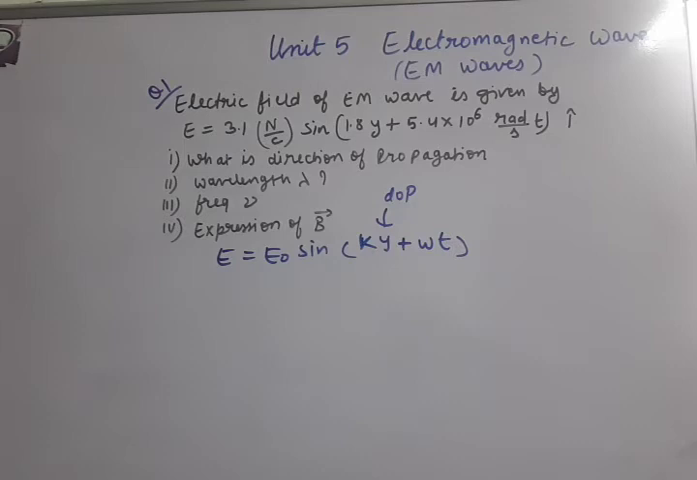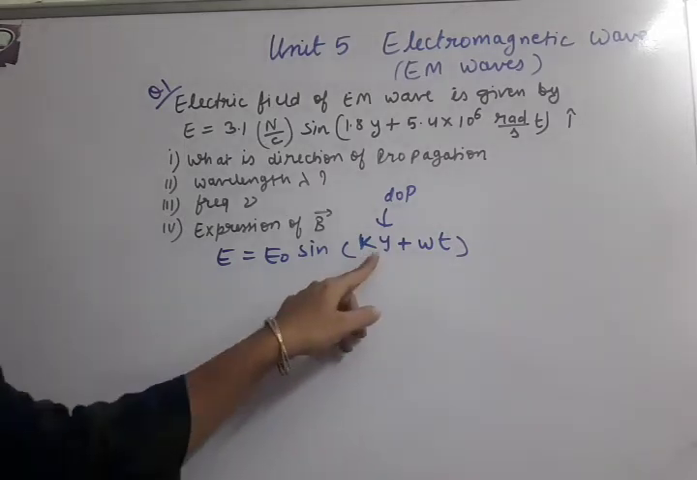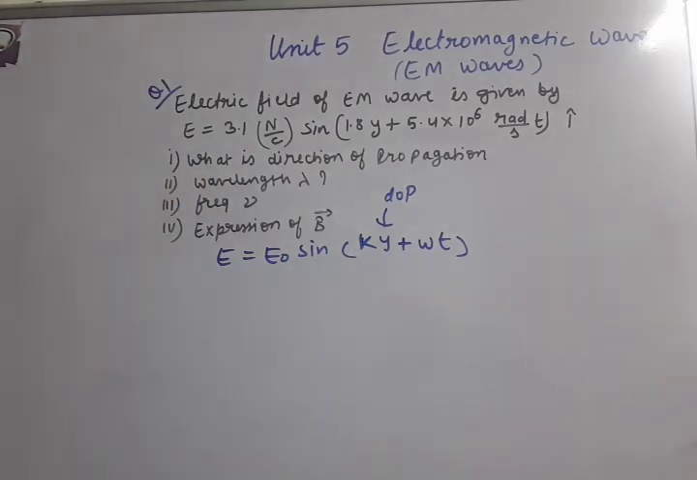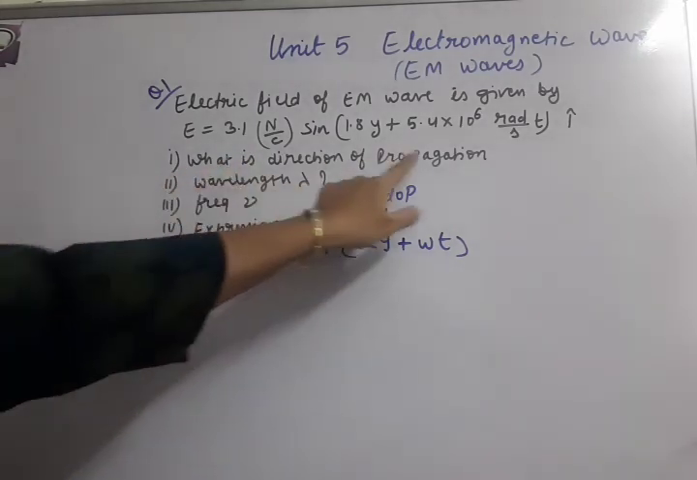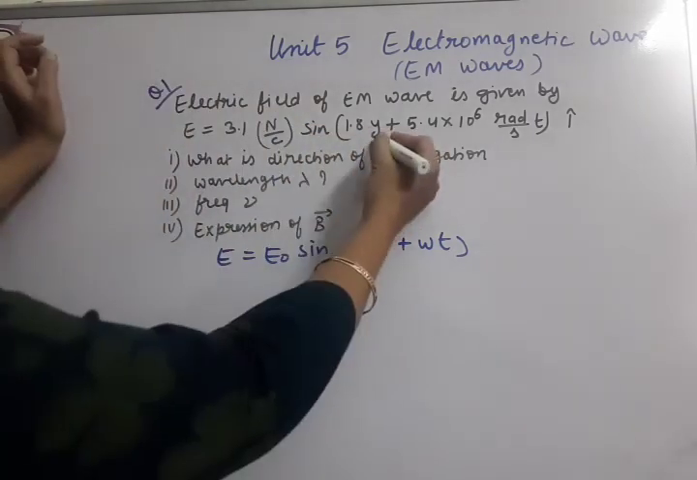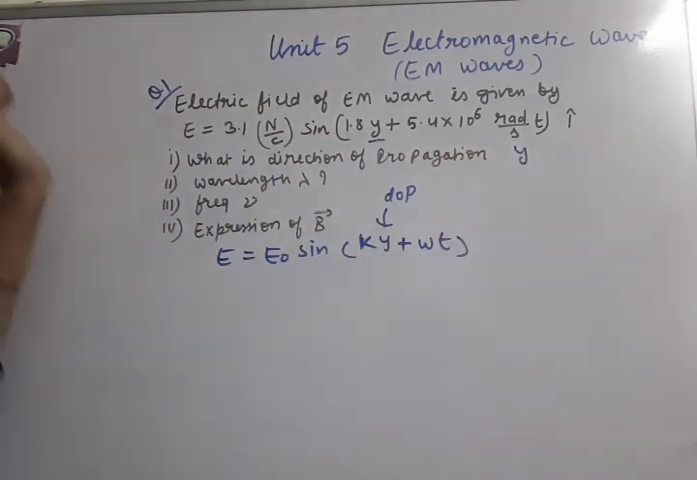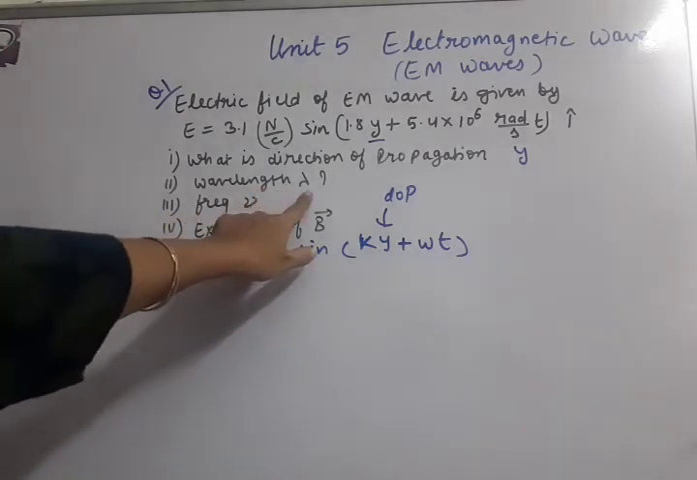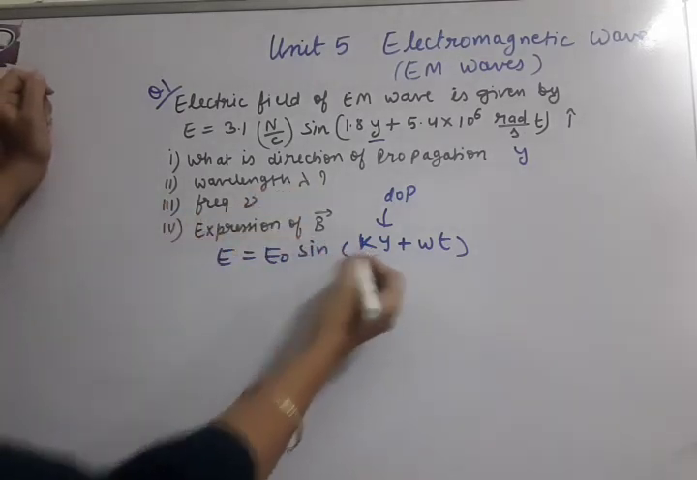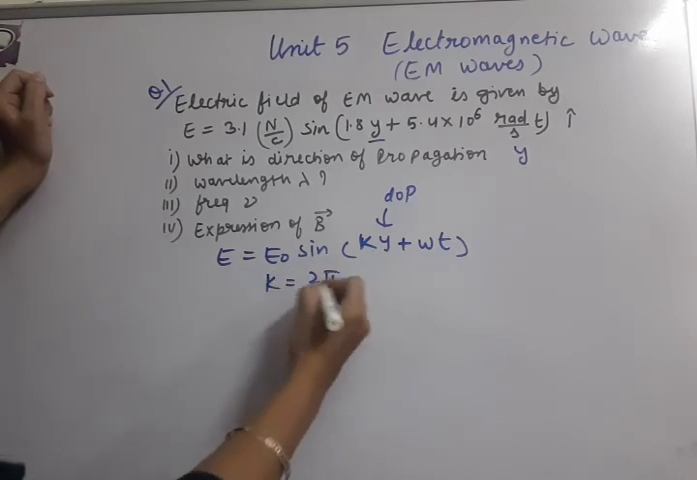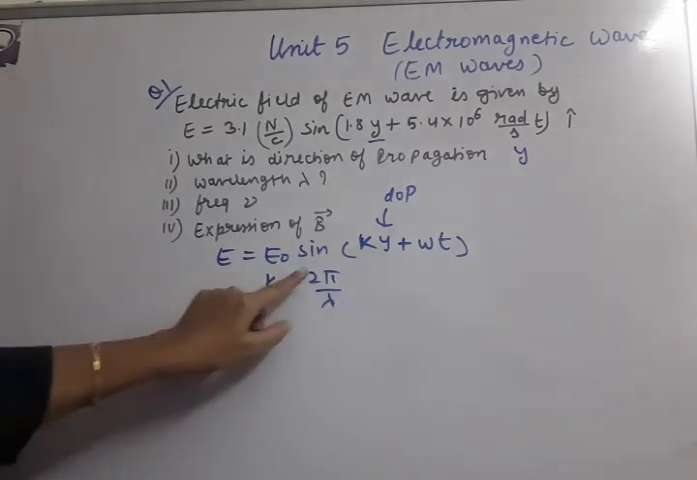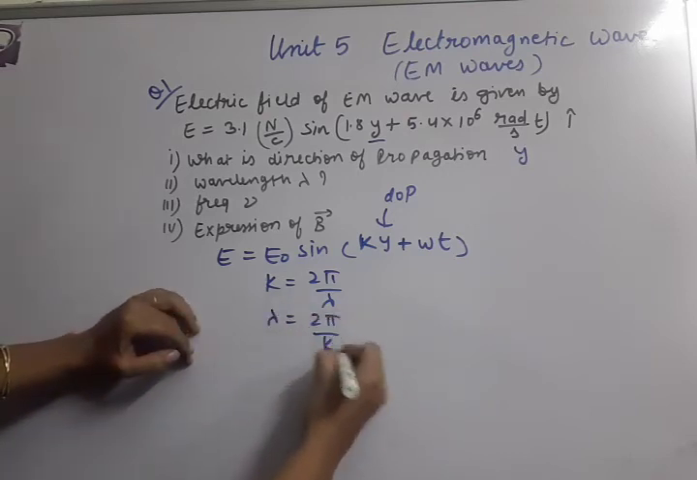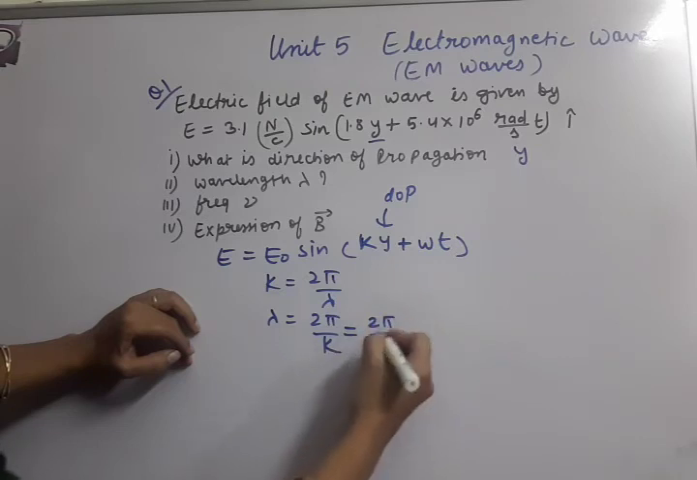Now comparing these equations, we have got k answer also, omega answer also. Okay, let us proceed to the question. What all things are asked? What is the direction of propagation? So you can see y is the direction of propagation. Then second term is asked, wavelength lambda. As I have told you, k is related to lambda by this formula, k equal to 2 pi by lambda. So lambda formula is 2 pi upon k.